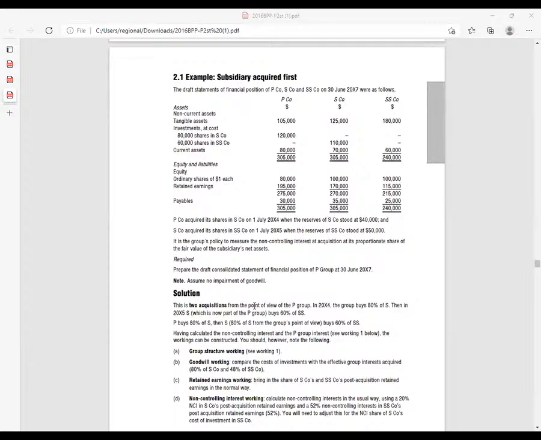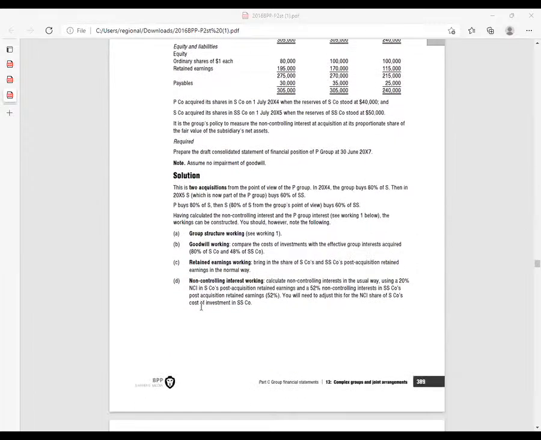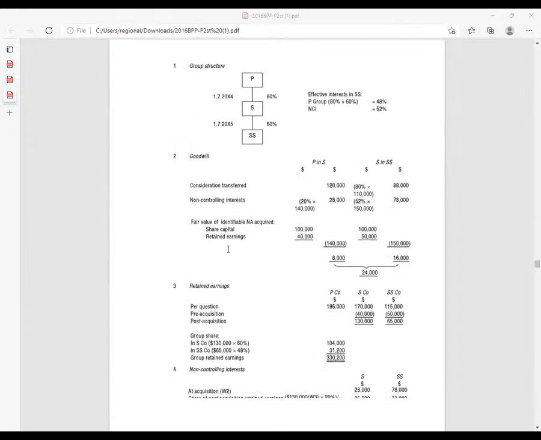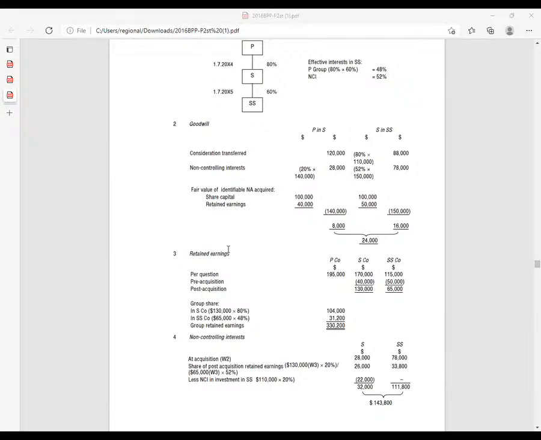These students are the best. They're giving me different answers. 38 seems popular, but so wrong, I can tell you. Let's see here. You can see goodwill is supposed to be 16,000 for SS. How did they get this?